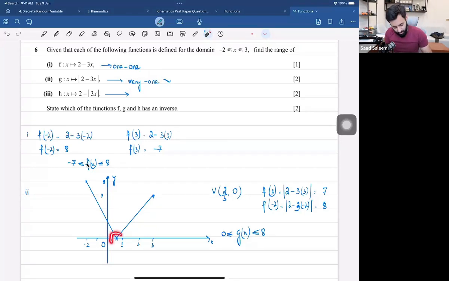So we see that the minimum y value is 0. What's the greatest y value? It's not 7, it's 8. So that means this is the correct range. Okay, I hope it makes sense now. Now I want you guys to try part 3 yourself without my help. Let me know if you can do it. And then if time allows, we'll do another question.